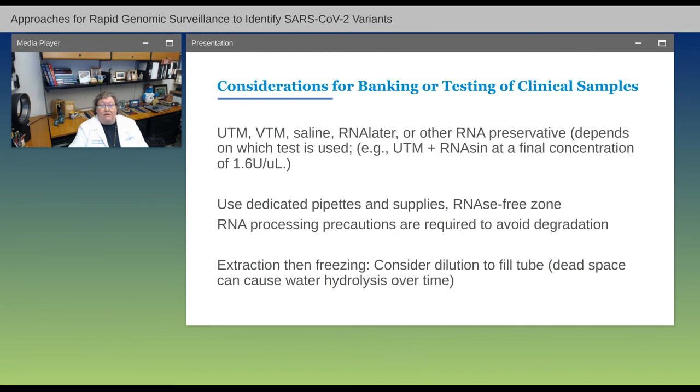When you're doing considerations for banking or testing your samples, you may want to consider RNA preservatives, using dedicated pipettes and supplies, having an RNase free zone, and extraction and then freezing, perhaps with a protectant. And just a tip there: if you're freezing a high density isolate, you can fill the dead space in the top of the tube with liquid and probably still have enough to keep a cycle threshold that's reasonable. Depends on your CT value, but that dead space can cause water hydrolysis over time, so just be careful of that.